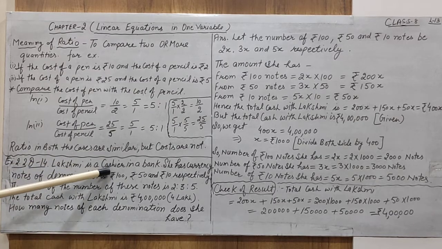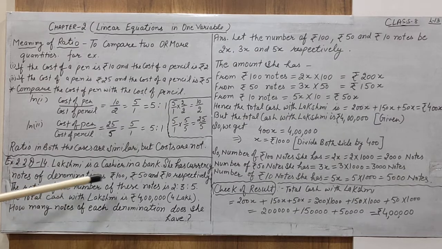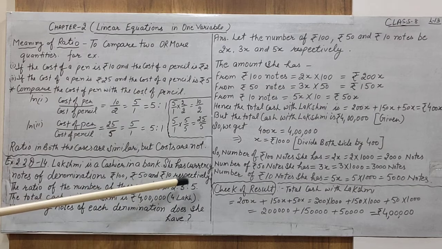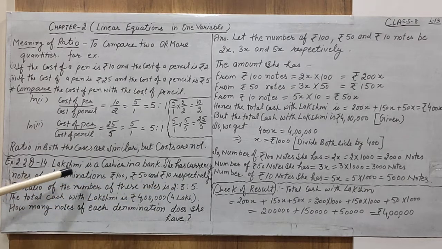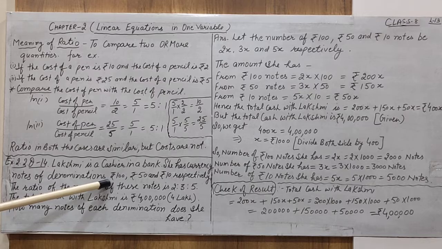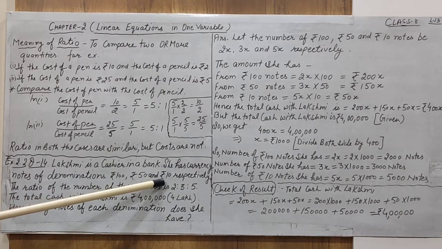Lakshmi is a cashier in a bank. She has currency notes of denominations of rupees 100, 50 rupees and 10 rupees respectively. What does it mean? Lakshmi is a cashier in a bank. She has currency, meaning the notes available with her. What type of notes are available? Some notes of 100 rupees are available, some notes of 50 rupees are also available, and some notes of 10 rupees respectively.